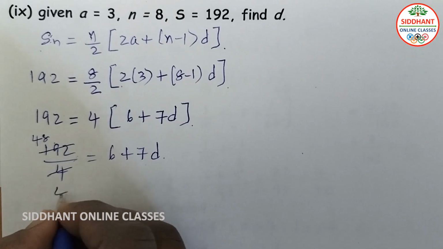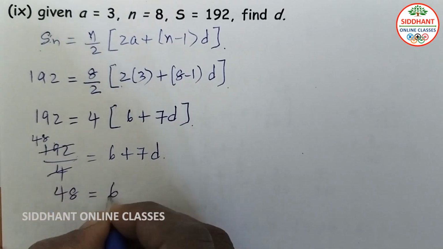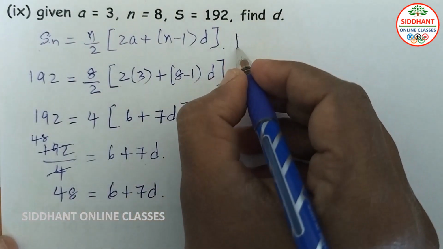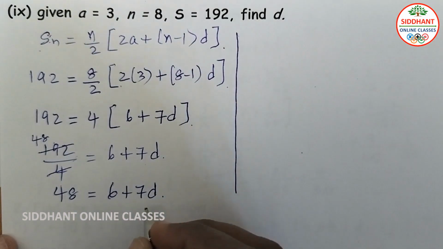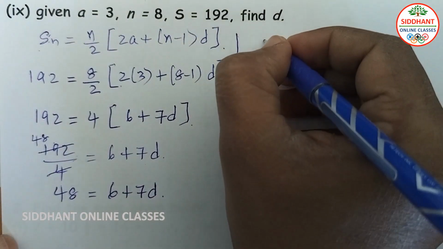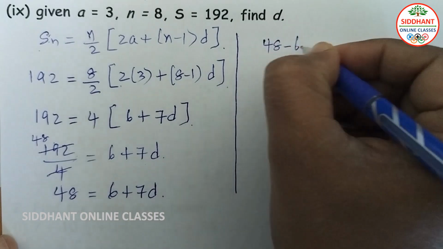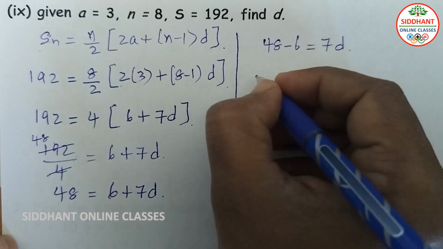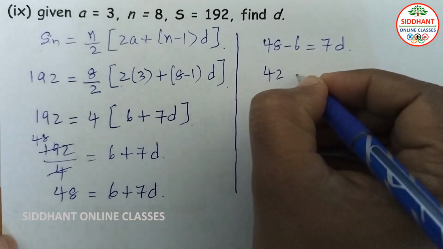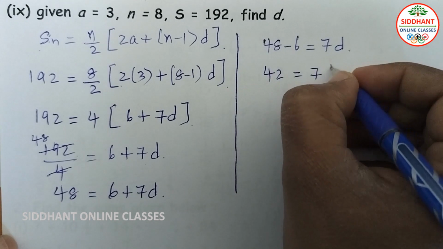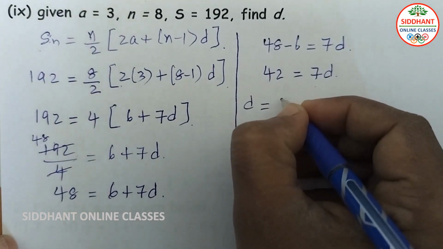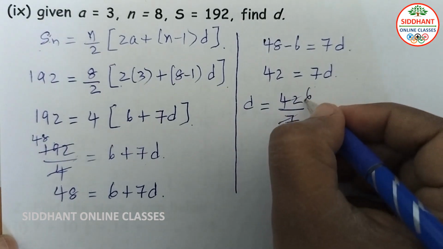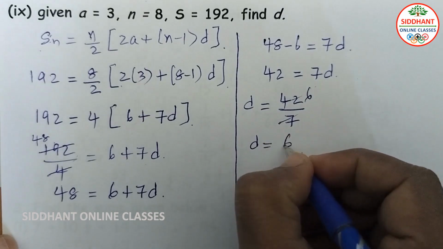Now 48 equal to 6 plus 7d. Now 48 minus 6 equal to 7d, so that will be 42. 42 equal to 7d. So d equal to 42 by 7. So 7 sixes are 42, so d equal to 6.